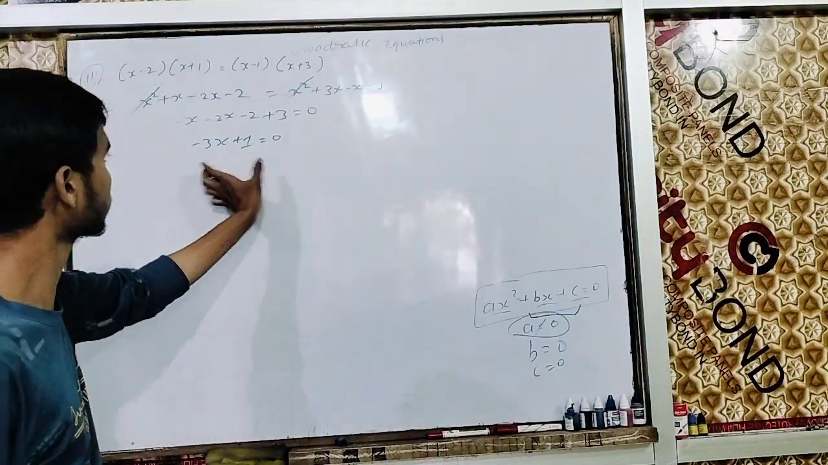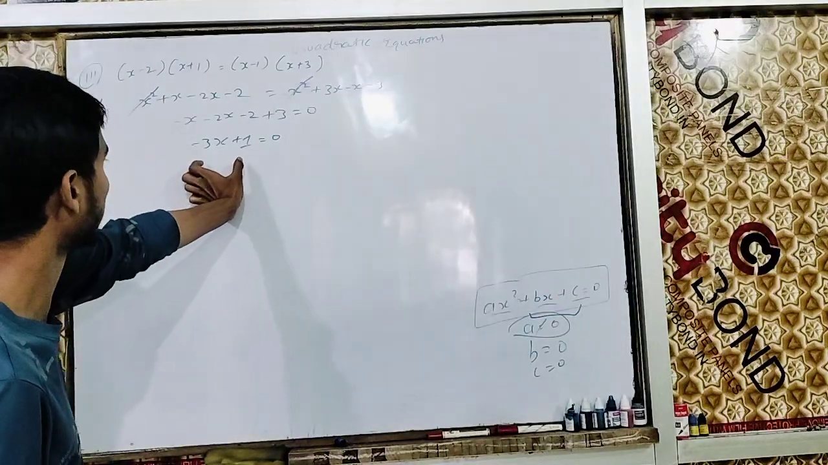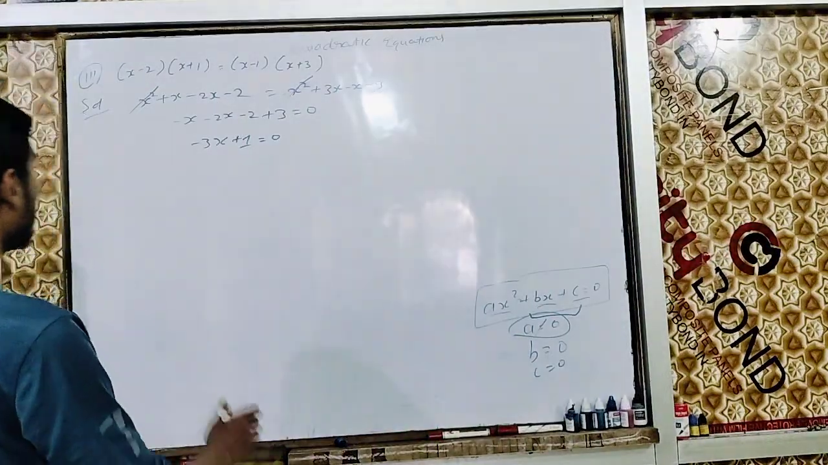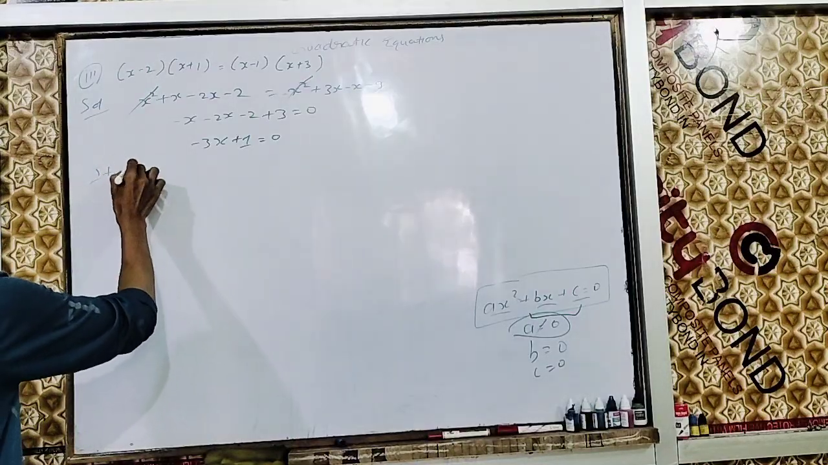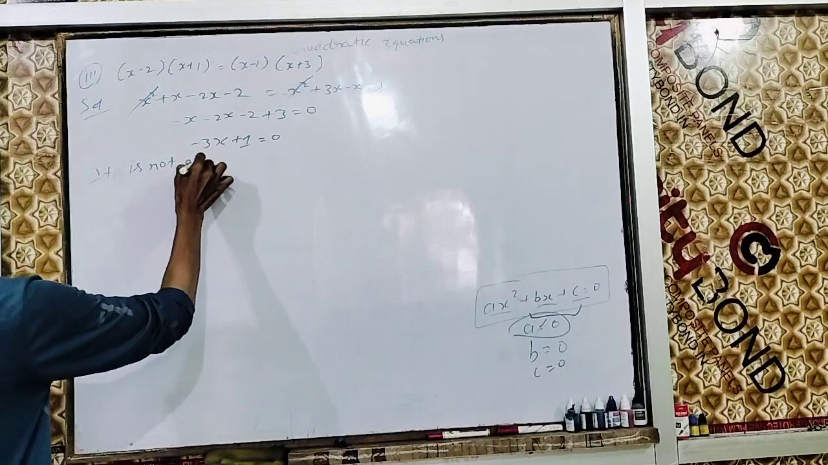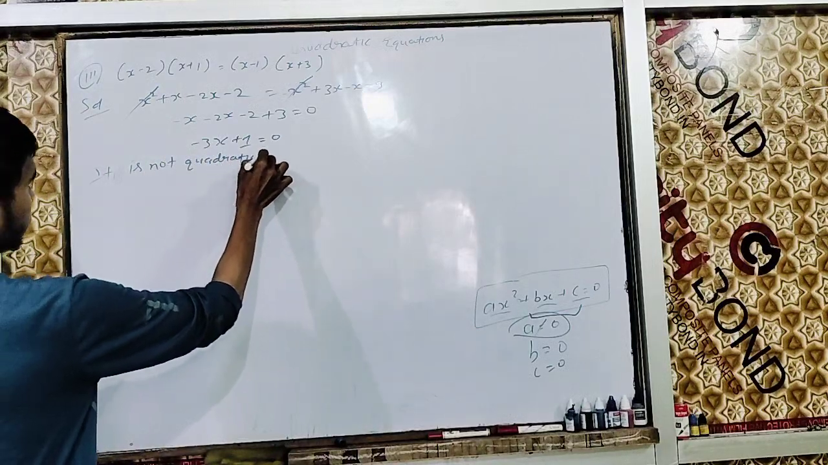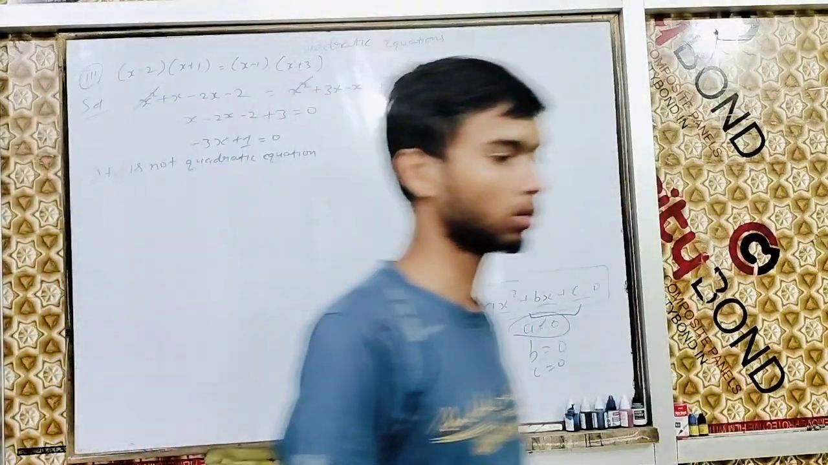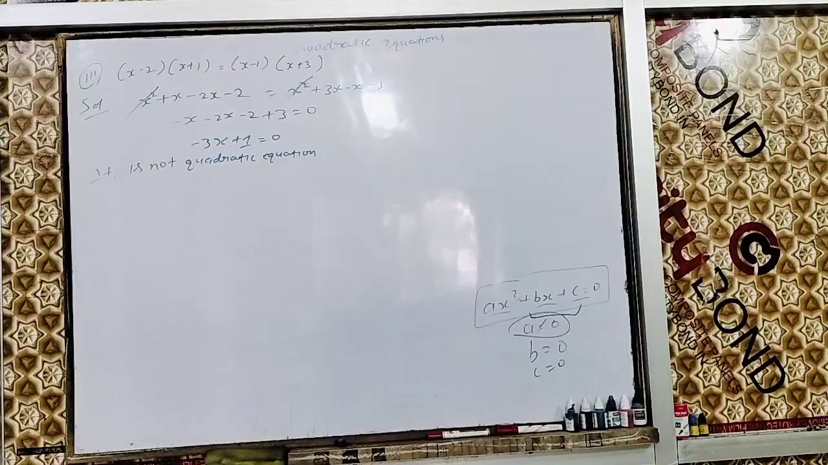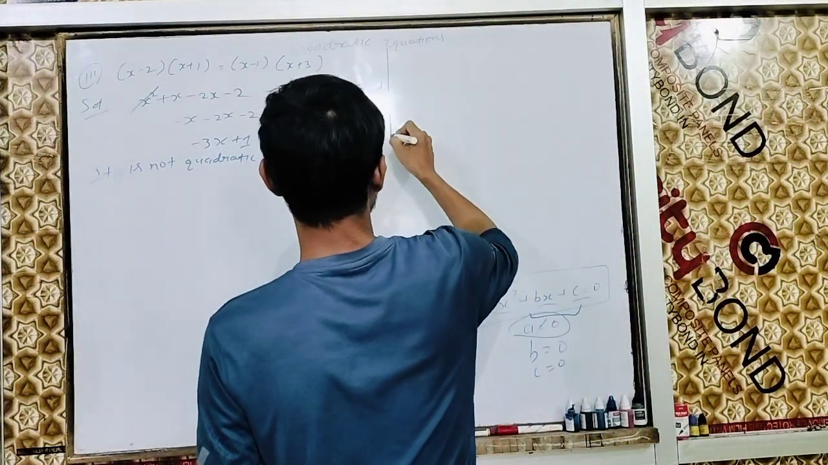So finally, at the end we are observing that this is not in this form. That's why we will say it is not a quadratic equation. Clear? Now let me take next question. Next question is over here.